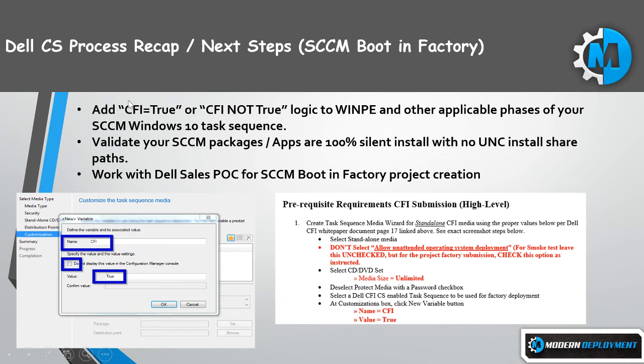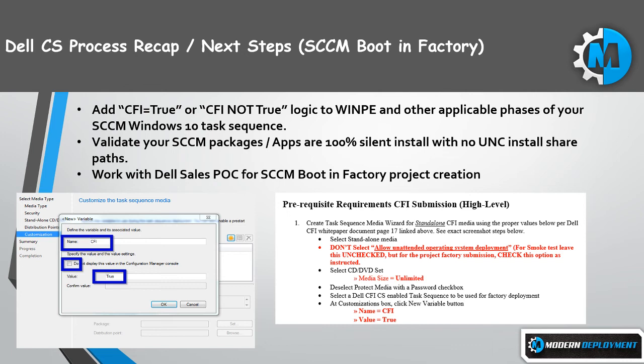So to recap, make sure your task sequence has the logic to check whether CFI is true or not true during the wizard, like we showed. Validate all of your SCCM packages and apps and make sure that they have silent installs. They're not trying to install from a network location or copy files to a network location or any of that, because again, this is running in the factory.